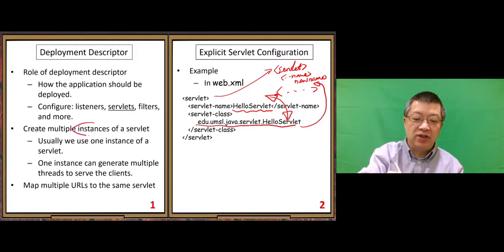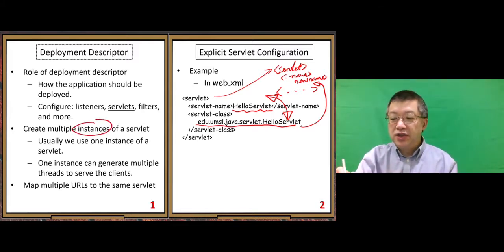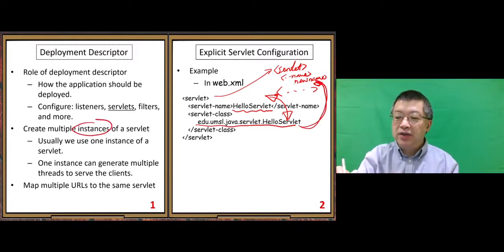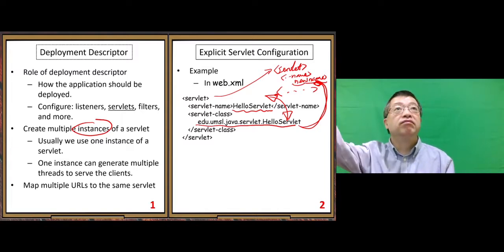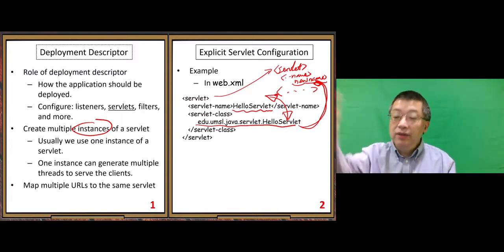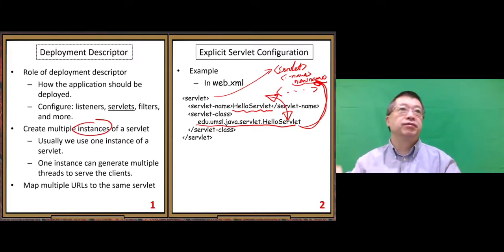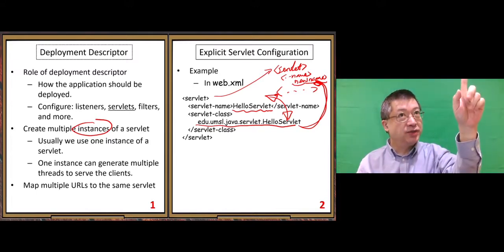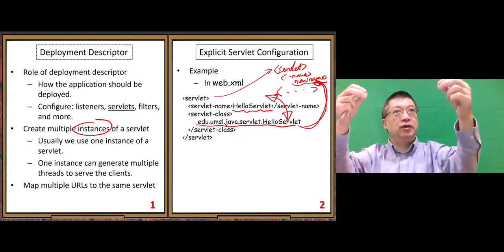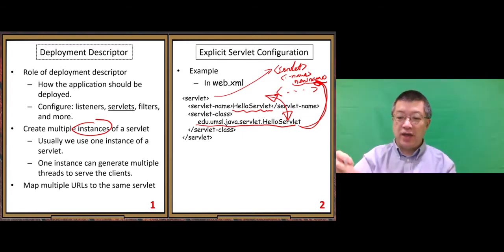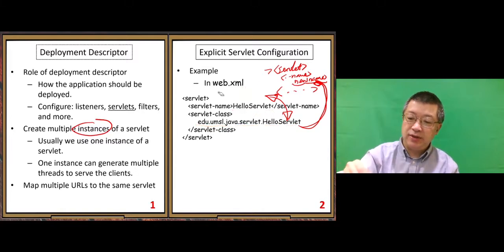Look at this multiple instance case. You use the same class, but you give a new name. Same class, new name, then you create a new instance. One name corresponds to one instance. So that's the way you create a new instance.